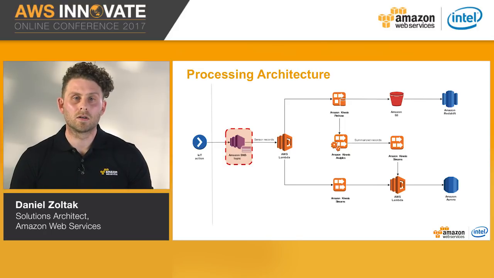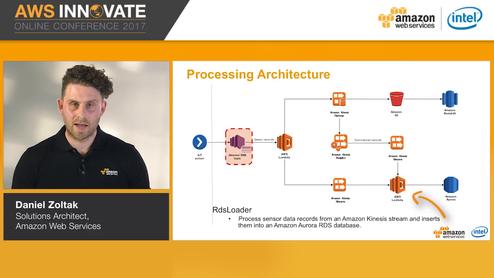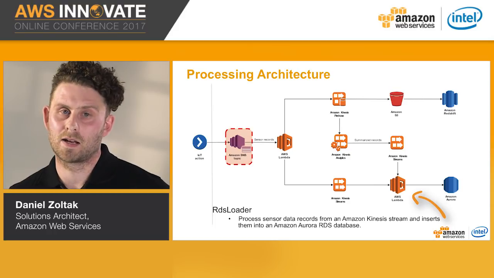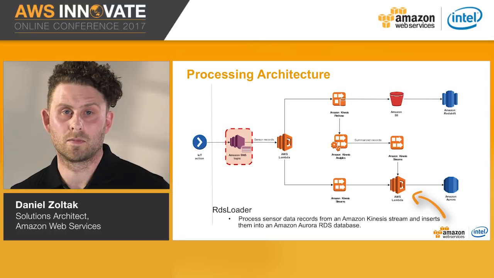Now let's take a look at the Lambda function used for processing the data. The IoT loader function injects the sensor records into a Kinesis stream and Firehose delivery stream. The RDS loader uses a Lambda trigger that polls the Kinesis stream and processes the available records. The function sources sensor records from the Kinesis streams that contain the raw sensor data and the summarized sensor data. The function then inserts these records into the Aurora database.